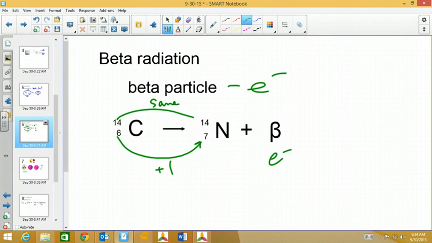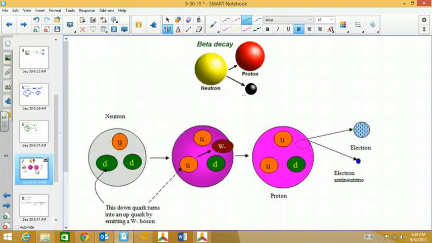Now, your textbook doesn't go into any more detail. Your textbook just says, hey, here it is, beta radiation. You get off an electron, that's all I want you to know. And I'm going to tell you that's all I want you to know. But I want to explain to you why that's the case. In order for us to do that, you have to understand how beta radiation works.